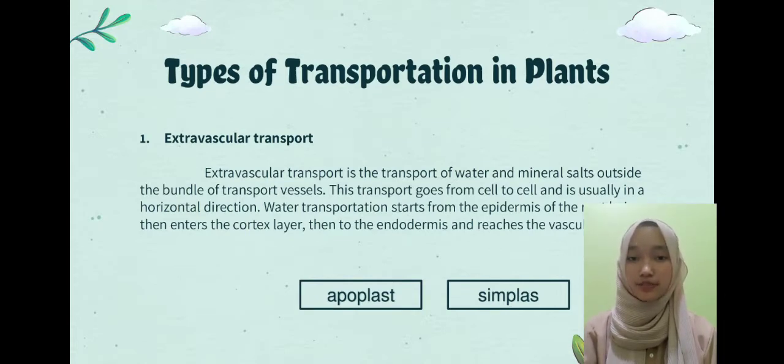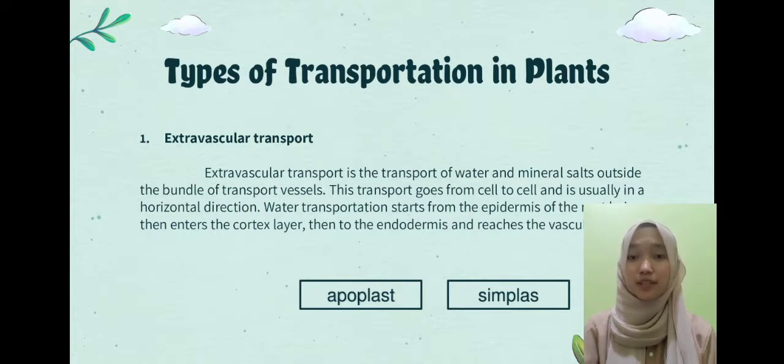Extravascular transport. Extravascular transport is the transport of water and mineral salts outside the transport vessels. This transport goes from cell to cell and usually in a horizontal direction. Water transportation starts from the epidermis of the root hairs, enters the cortex layer, then to the endodermis and reaches the vascular bundle.